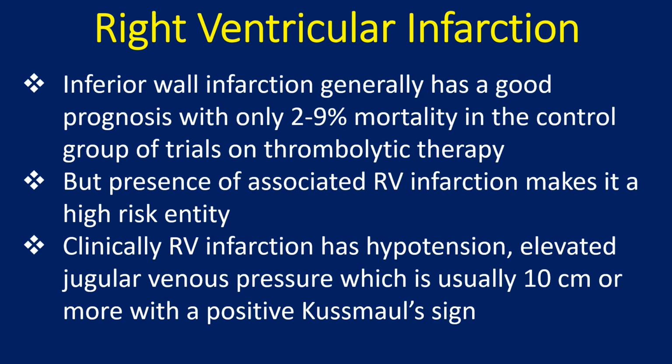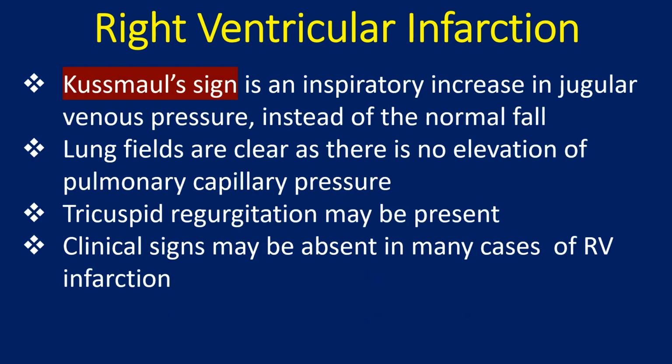Clinically, RV infarction has hypotension, elevated jugular venous pressure, which is usually 10 cm or more, with a positive Kussmaul sign. Kussmaul sign is an inspiratory increase in jugular venous pressure instead of the normal fall. Lung fields are clear as there is no elevation of pulmonary capillary pressure. Tricuspid regurgitation may be present. Clinical signs may be absent in many cases of RV infarction.